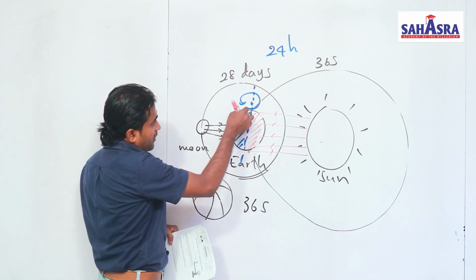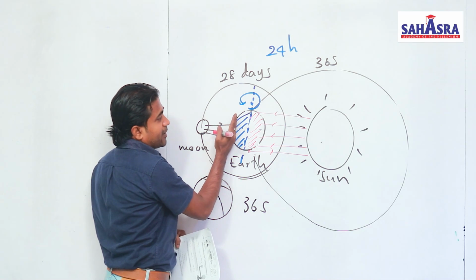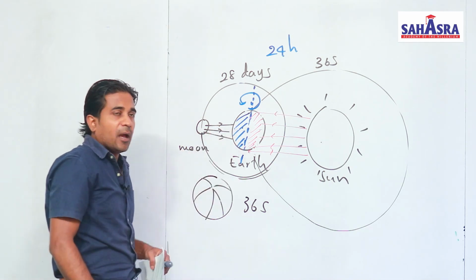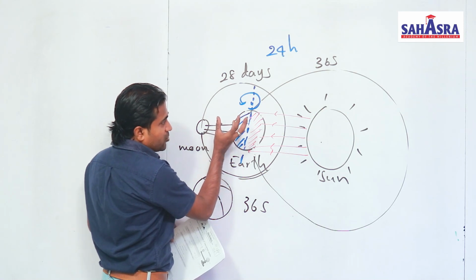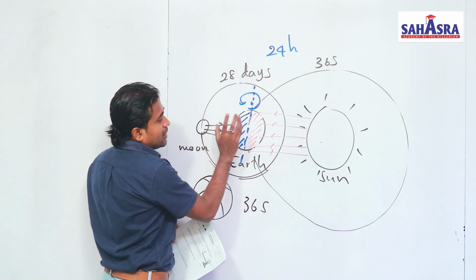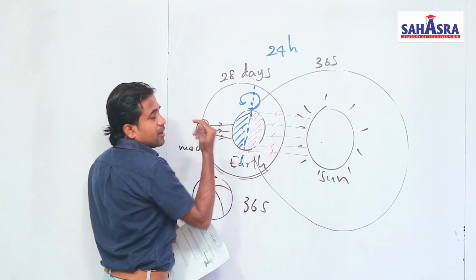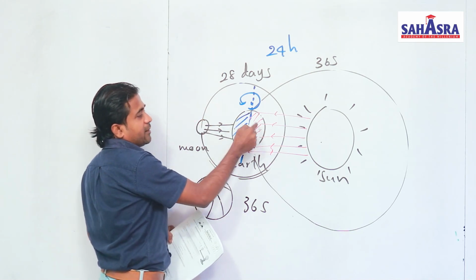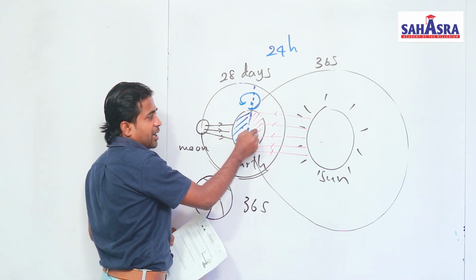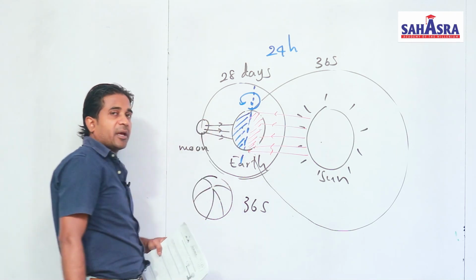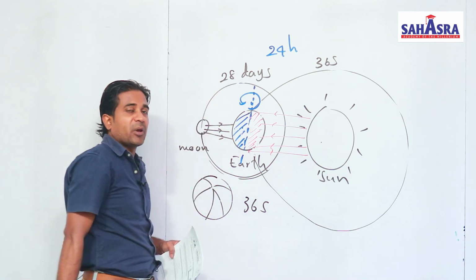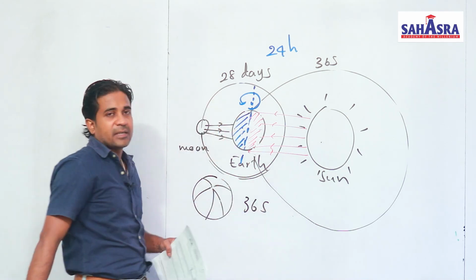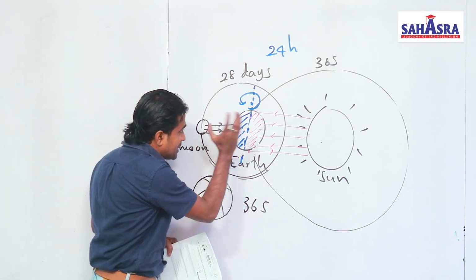The people living on this side of the earth are experiencing night at the moment. But when the earth revolves, what would happen? Later, they will have the daytime, and the ones who have daytime right now will have the night time. That's how day and night occurs on the earth, because it's revolving around the sun and around itself.